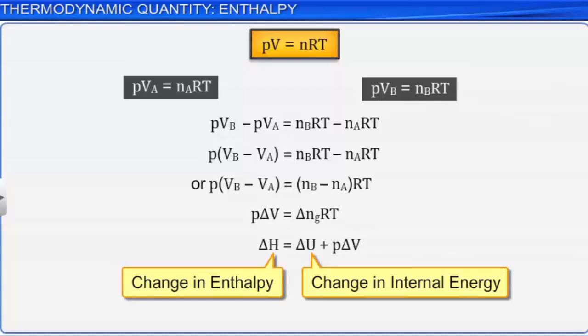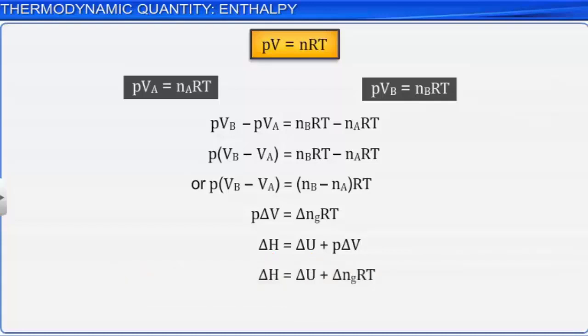On substituting the values, we get change in enthalpy delta H equals change in internal energy delta U plus change in number of moles of gas delta n g RT. This relation helps us in calculating the change in enthalpy from change in internal energy and vice versa. Now let's learn about heat capacity.